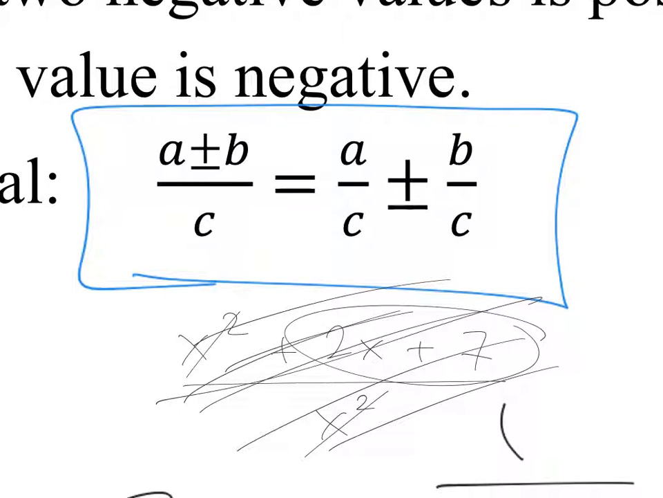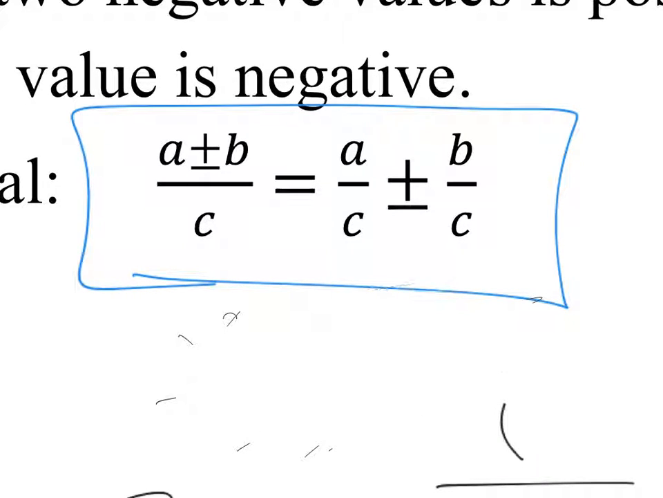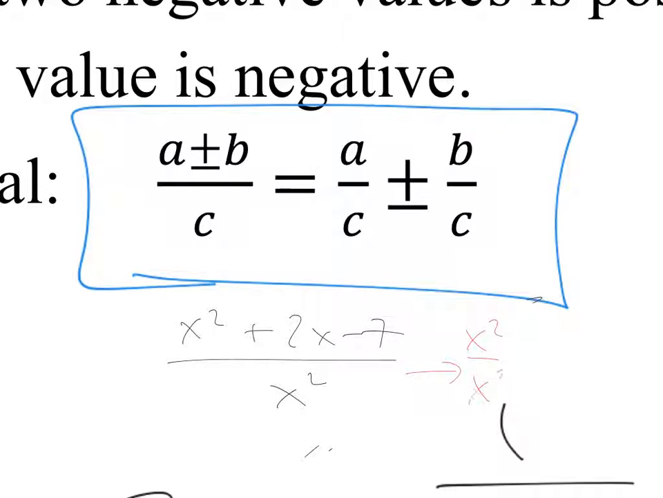Mono means one term. Poly means multiple, many. A polynomial has multiple terms. A monomial has one term. The monomial has to divide into everything. So if I were to really do this in a reasonable way, this would become, that's a minus. That's a minus.